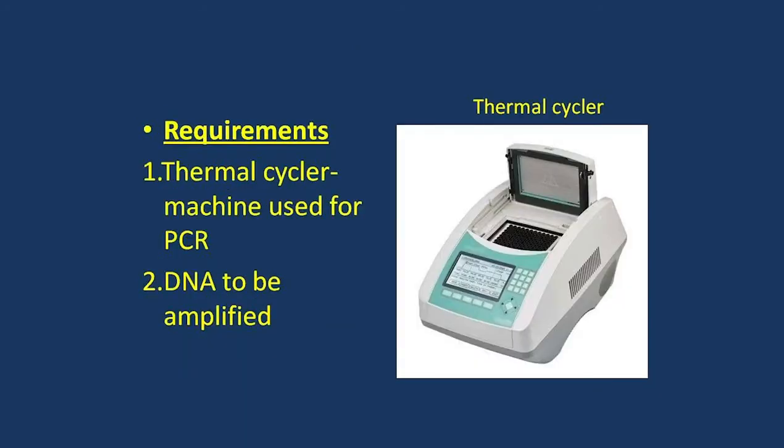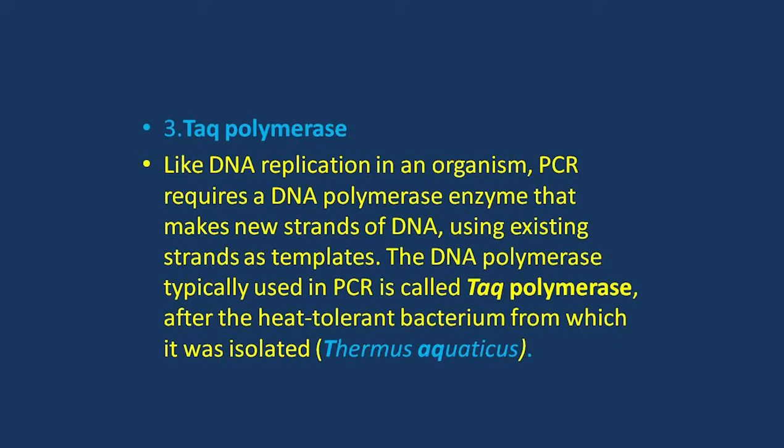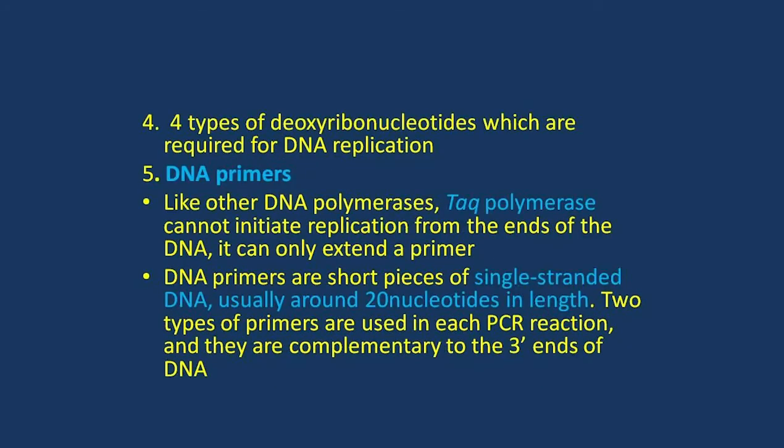Let us look at the requirements of PCR. We need a thermal cycler, which is a machine used for PCR, and DNA to be amplified. In our case, it is the foreign gene. Then we need Taq polymerase. Taq polymerase is a DNA polymerase which is obtained from the bacterium Thermus aquaticus. This bacterium is found in hot springs. Therefore, the DNA polymerase of this bacterium can function at high temperature. We need 4 types of deoxyribonucleotides, or the nucleotides found in DNA.